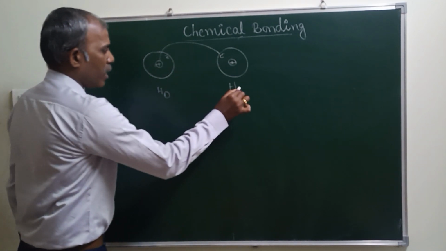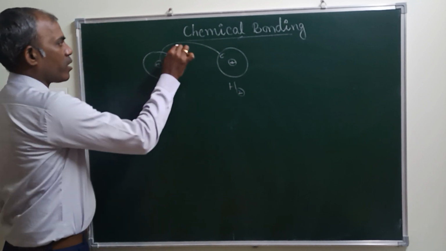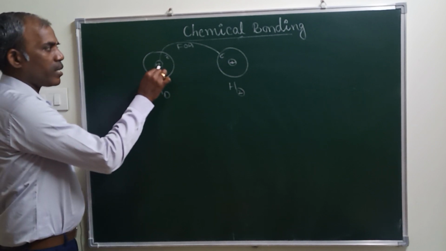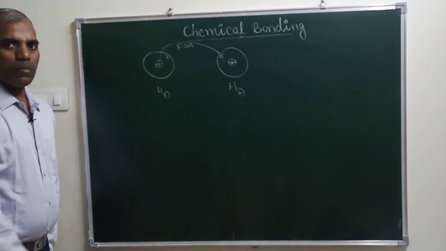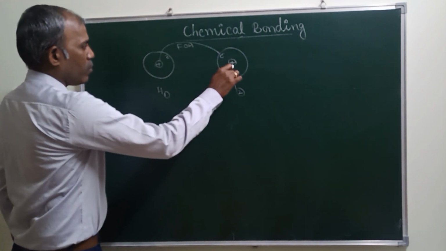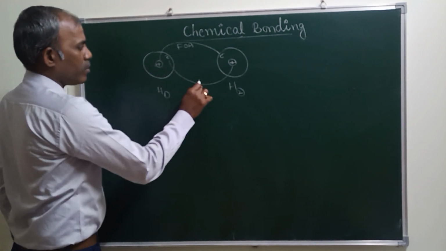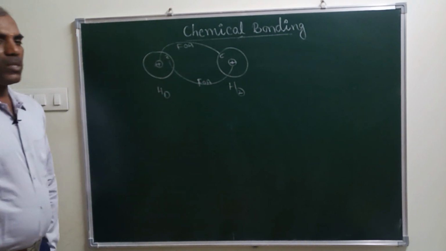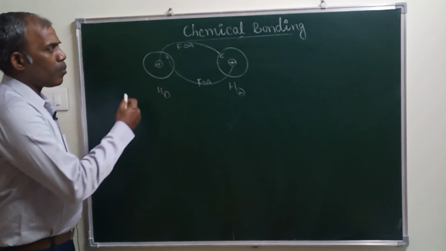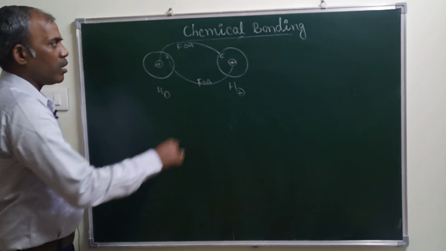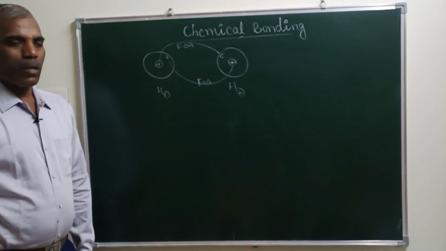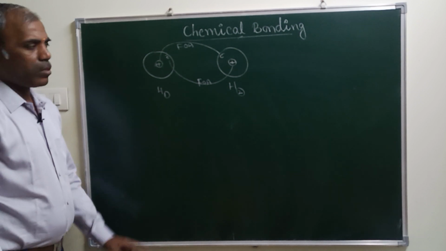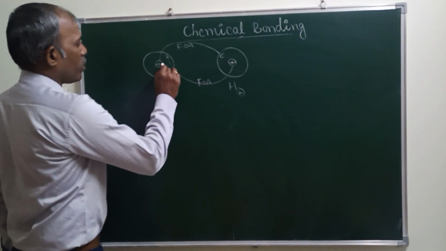H1, the first atom and second atom. The force of attraction, FOA, between the nucleus of the first hydrogen atom and the electron of the second atom. Similarly, we can also observe a force of attraction between the nucleus of the second atom and the electron of the first atom. Why do they attract? Opposite charges: nucleus with positive charge, electron with negative charge. In addition to this force of attraction, we can also see repulsive forces between the two nuclei and the two electrons.